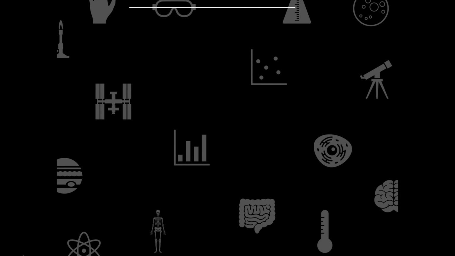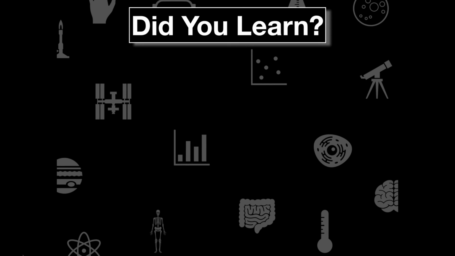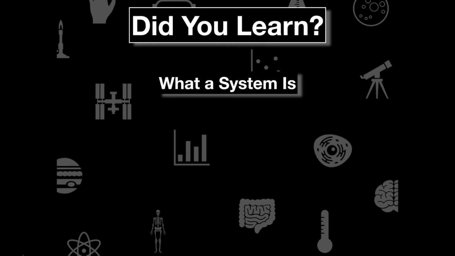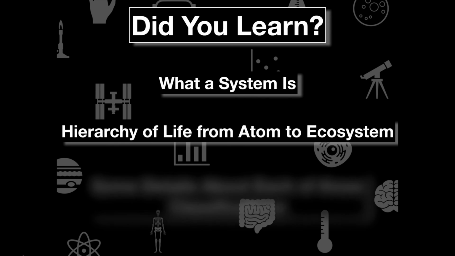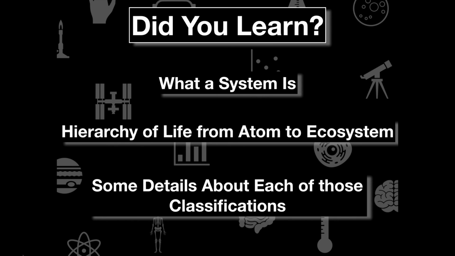So did you learn a couple of things here? Did you learn what a system is and how a system interacts and influences biology? Did you learn the hierarchy of life, from atom to ecosystem? And then did you learn some details about each of those classifications? So obviously the vocabulary with some of the things that classify each of those categories and each of the things within them.